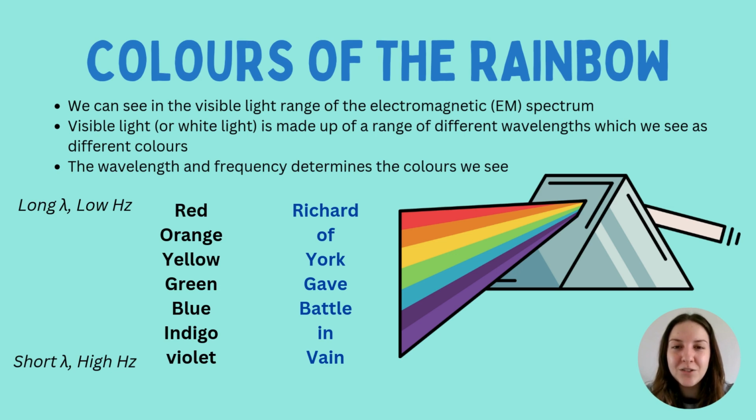So yeah, let's get started. Let's talk about the colours of the rainbow first of all. So like I said, we can actually see a part of the electromagnetic spectrum with our own eyes, and this is called the visible light spectrum.